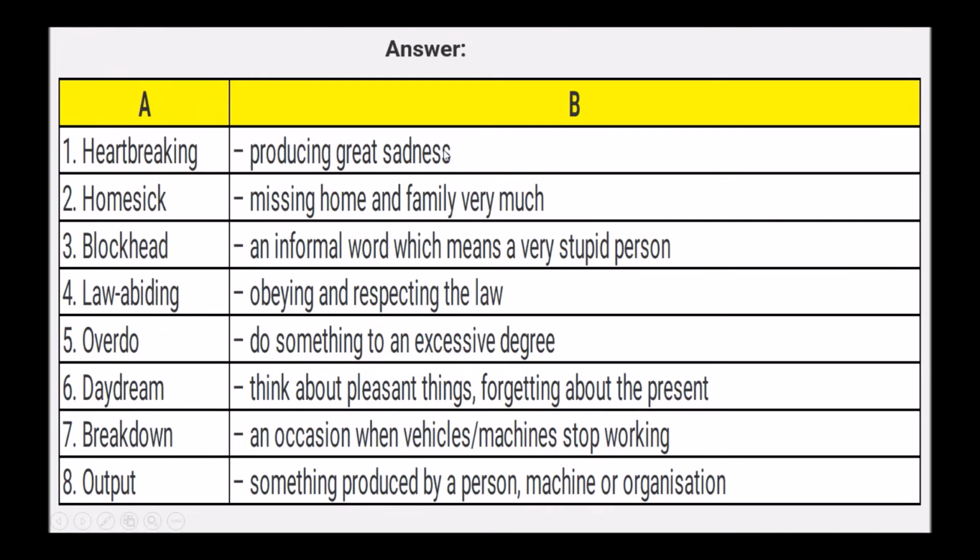Heartbreaking: producing great sadness. Homesick: missing home and family very much. Blockhead: an informal word which means a very stupid person. Law-abiding: obeying and respecting the law. Overdo: do something to an excessive degree. Daydream: think about pleasant things, forgetting about the present. Breakdown: an occasion when vehicles or machines stop working. Output: something produced by a person, machine or organization.